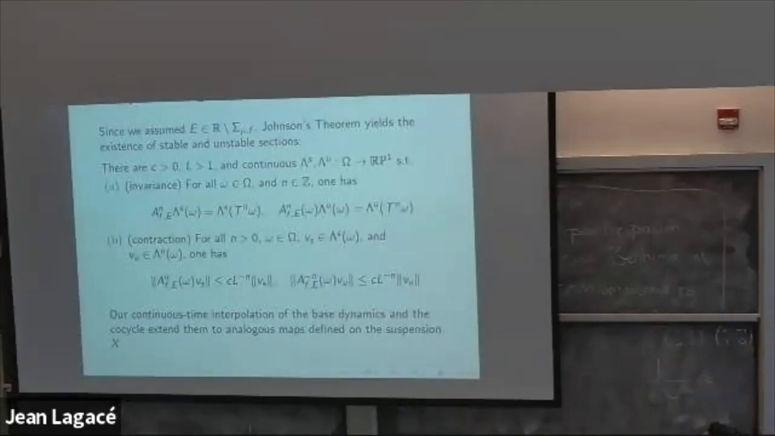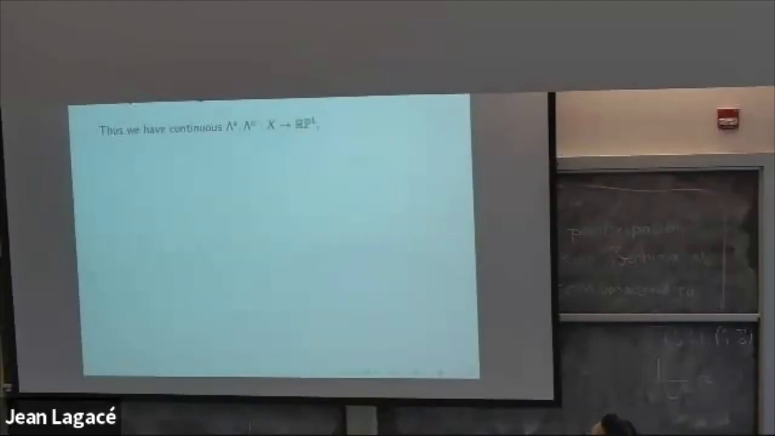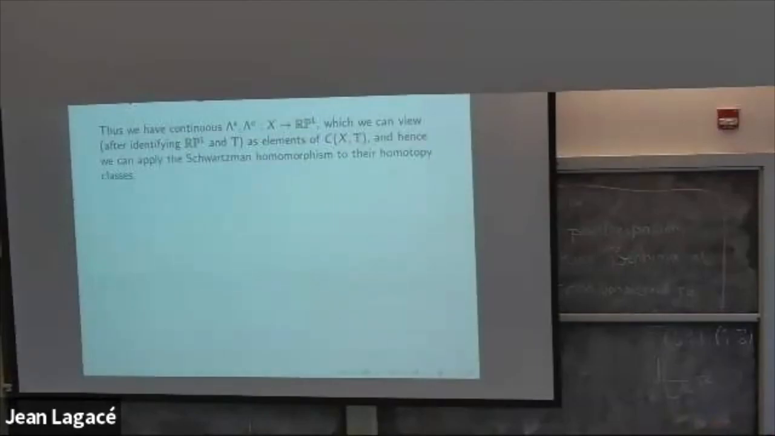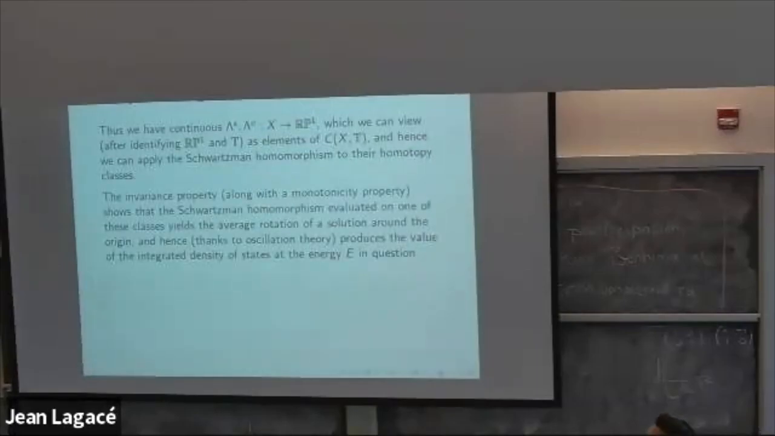Okay, so now we can think of these stable and unstable sections as continuous functions on the suspension. And so they map into RP1. But I want to have a map from X into T. And now you say, well, RP1 and T are the same thing. Does everyone agree? Okay, thank you. So both are circles. So we have these continuous maps into RP1. We identify RP1 and T. And so these interpolations here, we can now view as elements of C(X,T). And therefore, they define a class in C#. And we can then apply the Schwarzmann homomorphism.